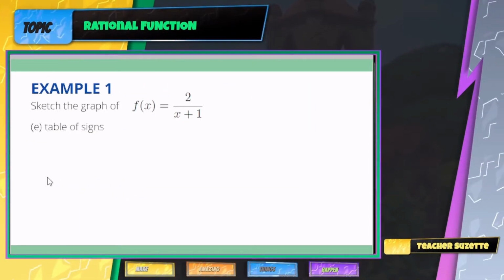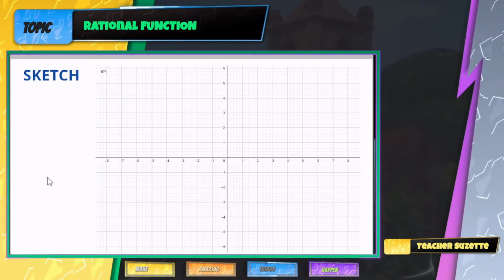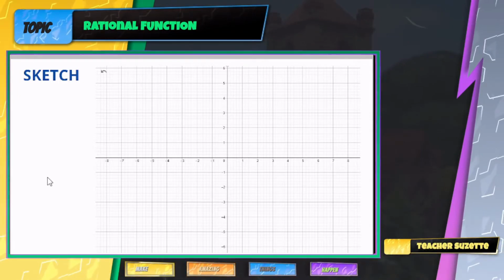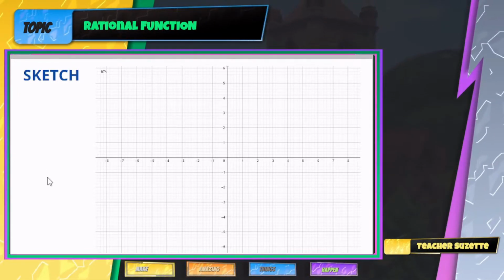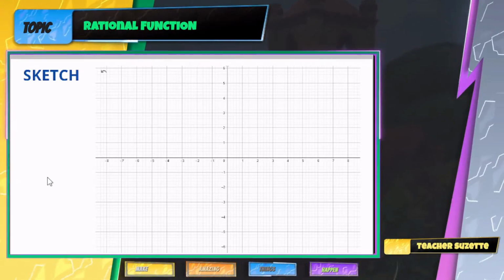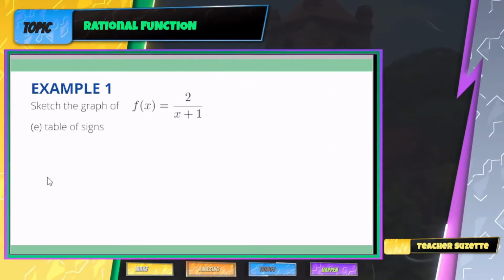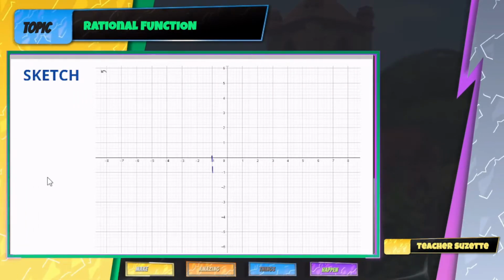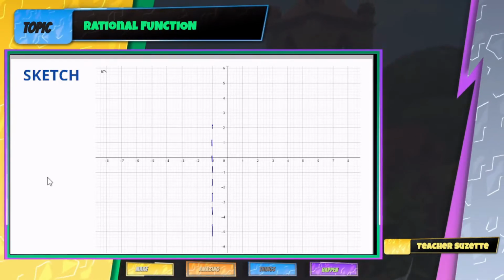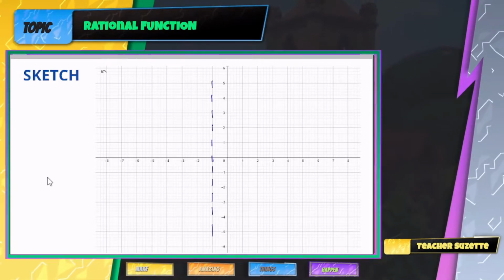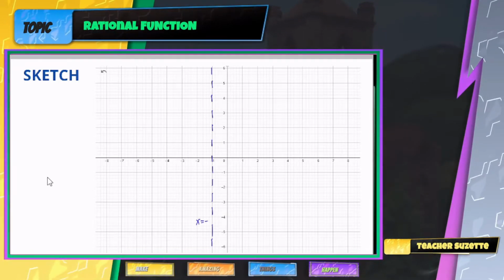So, before we construct our table of sign, try na po nating sketch yung mga nakuha natin. So, first domain natin or yung ating vertical asymptote is negative 1. So, ang vertical asymptote natin starts with negative 1. Tama ba? Tama. So, negative 1, draw tayo ng broken lines from here. Ayan.